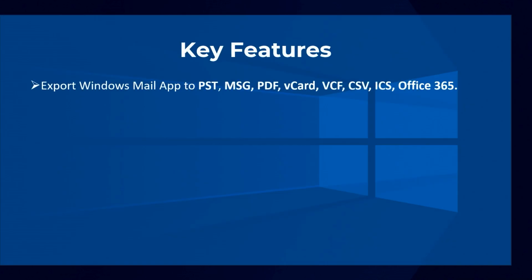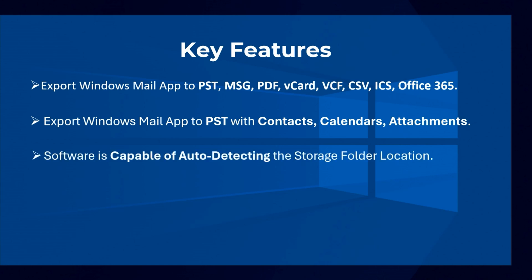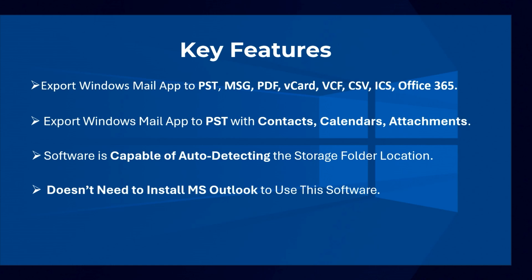This expert tool not only exports your Windows Mail app to PST format but also exports to MSG, PDF, vCard, VCF, CSV, ICS and Office 365. You can export PST with contacts, calendars, attachments. The software automatically detects the default path of the Windows Mail app files. To use this tool you don't need to install MS Outlook.